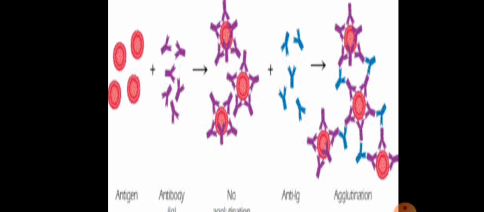Normally there will be no agglutination; the antibodies just bind to the antigen but won't bind with each other. So we use anti-human globulin, which has the same structure as an antibody, and it acts as a bridge. Here there is antibody, here there is antibody, and it binds both Fc fragments and agglutination occurs. So it acts as a mediator.